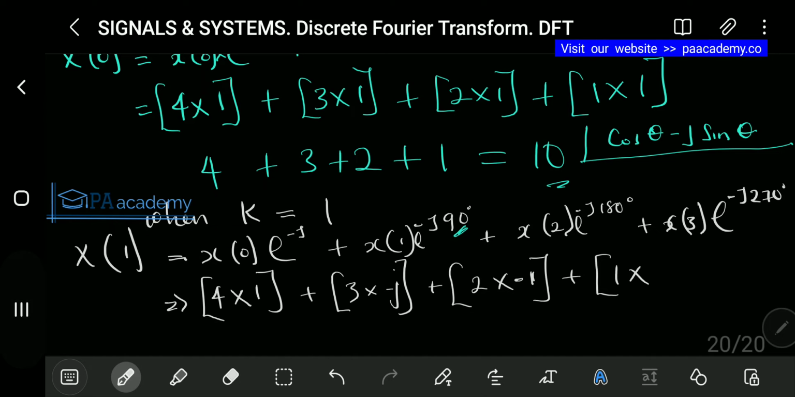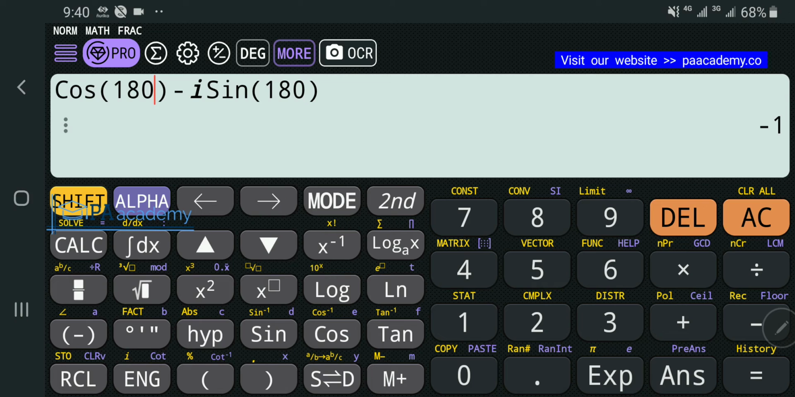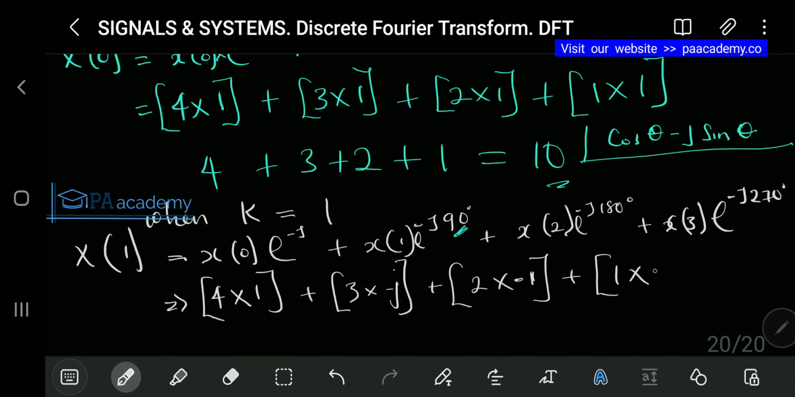So let's go back again to our calculator. So let's change the 180 to 270. So that's giving us I. So that I is just j, since we are using j here. Alright, so now let's simplify this.